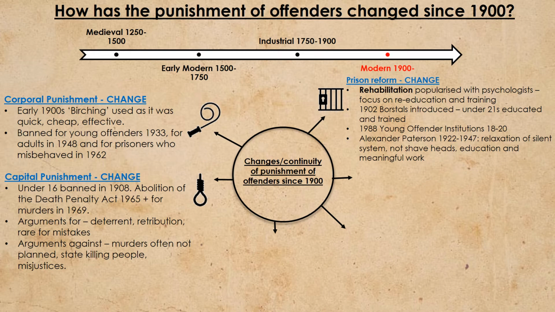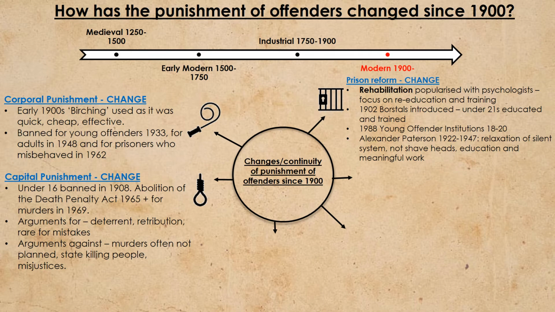Rehabilitation, so trying to make criminals better people by educating them and teaching them the error of their ways, is popularized during this time period. And that's thanks to psychologists who study how we can get offenders to not recommit crimes when they leave jail. And they argue that we should be focusing on re-educating and training our criminals in jail.